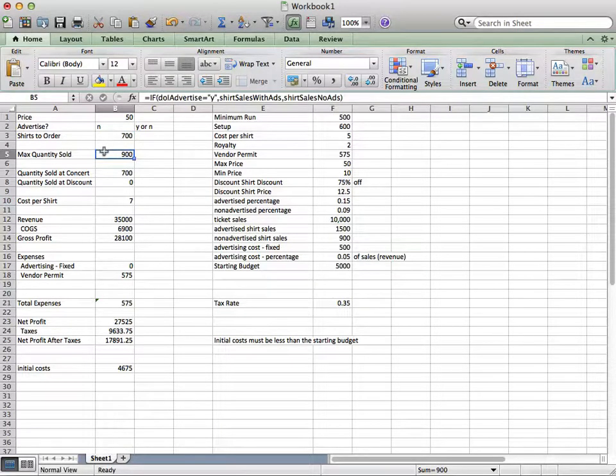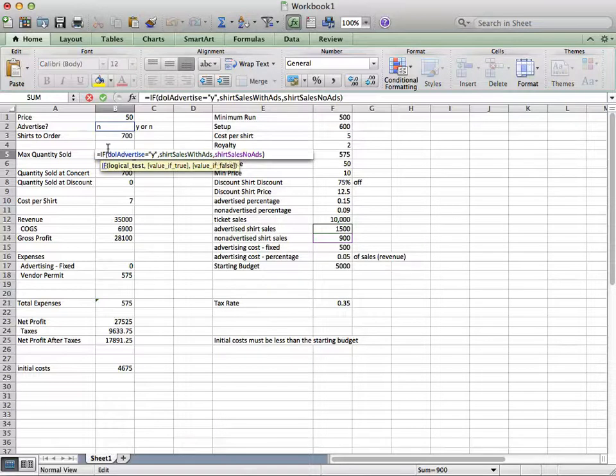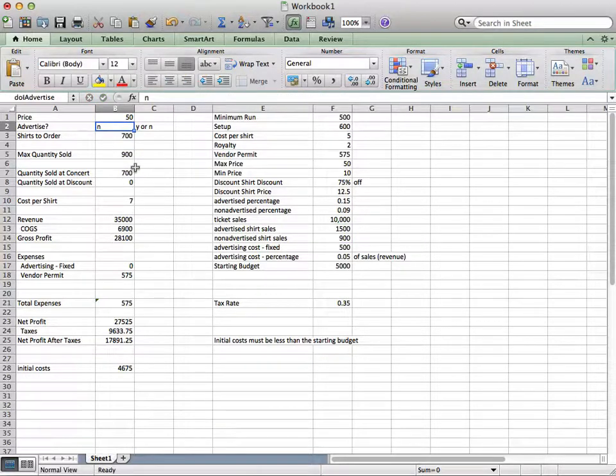Now, what I did is I said that this is a decision. So based on whether this is a Y or an N, it either picks the 15,000 or the 900. It's a simple if statement.